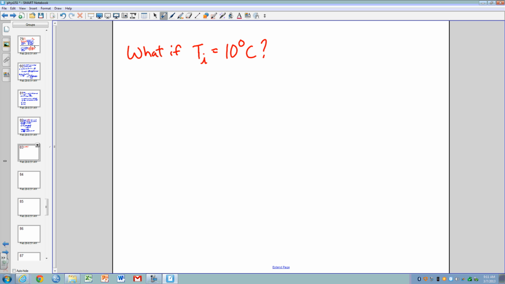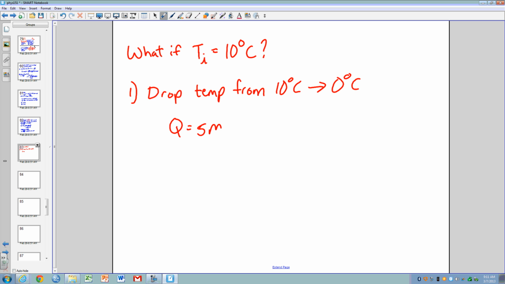All right, so here we have two steps. The first step is to drop the temperature from 10 degrees Celsius to 0 degrees Celsius. And we want to determine the amount of energy to do that. Well, Q is equal to S m delta T.